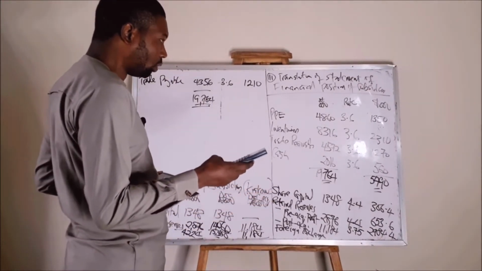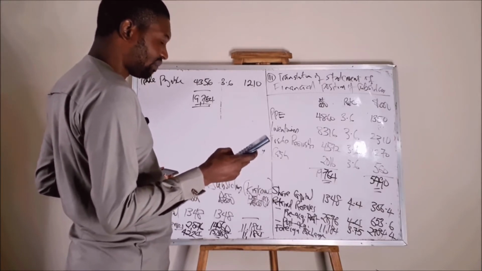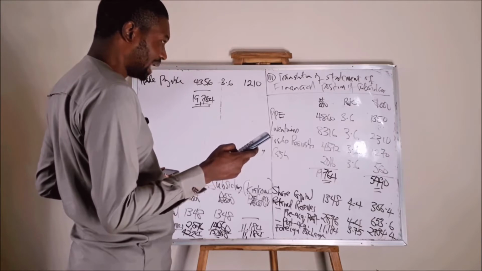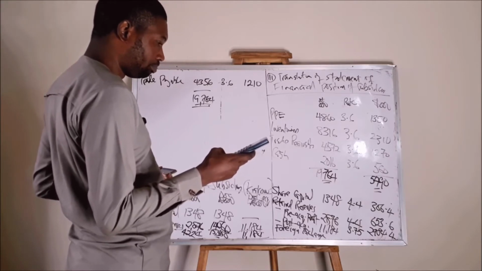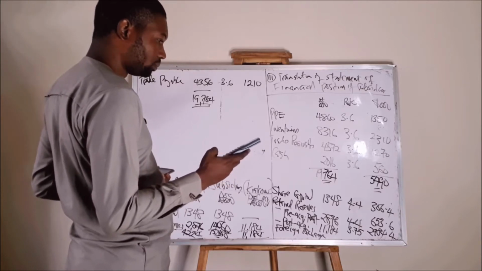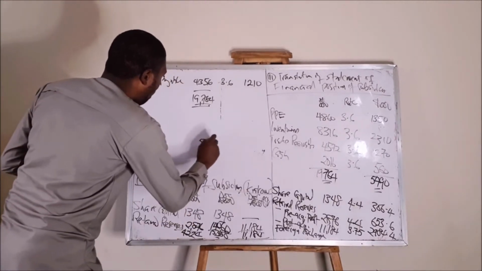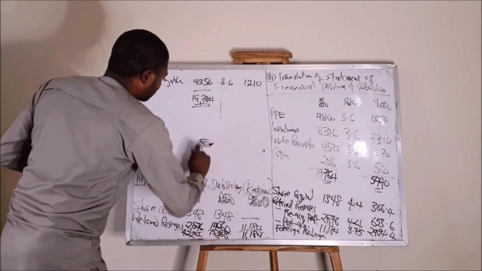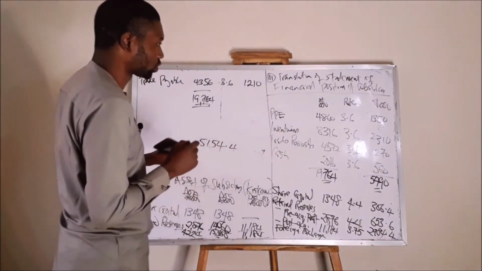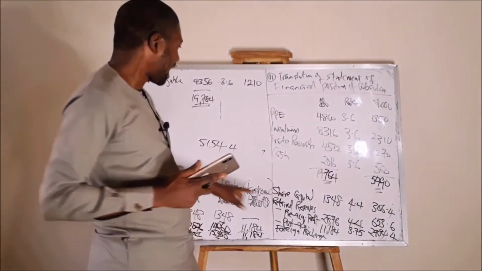So let's add and see. 306.4 plus 653.6 plus 2984.4 plus 1210. If you add the total now, the total is 5154.4. So which one is greater now? If you check, the total assets is more than the total equity and liability.